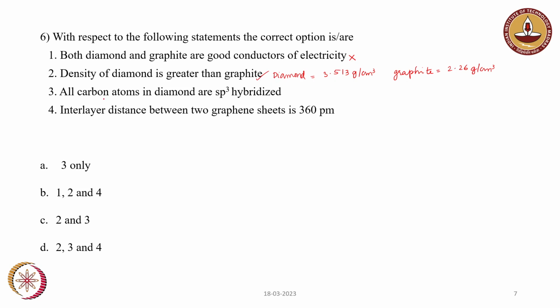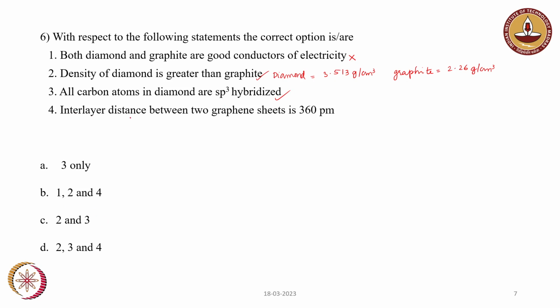And option 3, all carbon atoms in diamonds are sp3 hybridized. So this statement is correct. In diamond, all carbon atoms are sp3 hybridized and has cubic structure where carbon atoms are present at corners and face centers and present in alternate tetrahedral voids. And so this statement is correct.